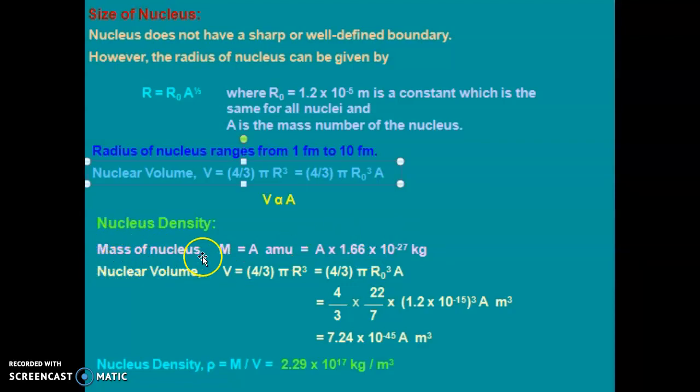Now nuclear density. Nuclear density is the mass of nucleus divided by its volume. Mass of nucleus, that is m, equals A times AMU. AMU value is 1.66 into 10 raised to power minus 27 kg and volume is this. Putting the values of pi and r naught here, we get this. So nuclear density rho equals mass upon volume. Putting the values of m and V here, we get a constant term, that is 2.29 into 10 raised to power 17 kg per meter cube.